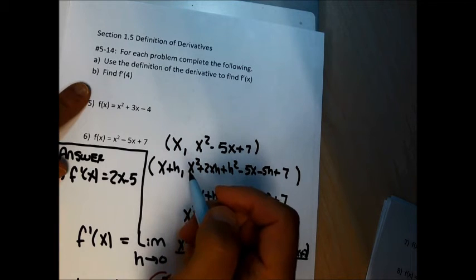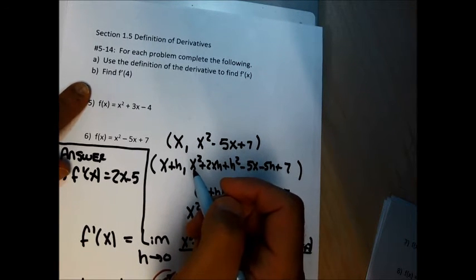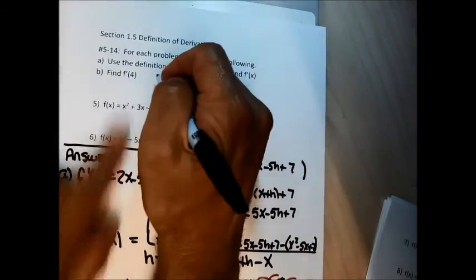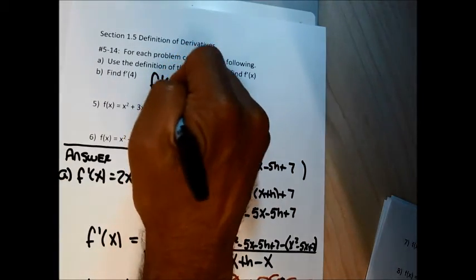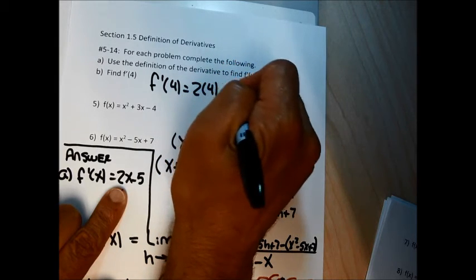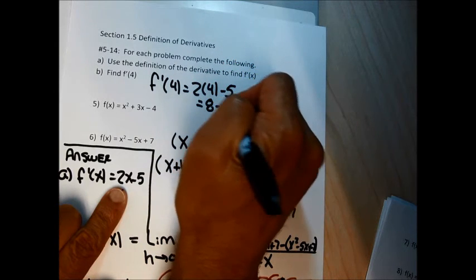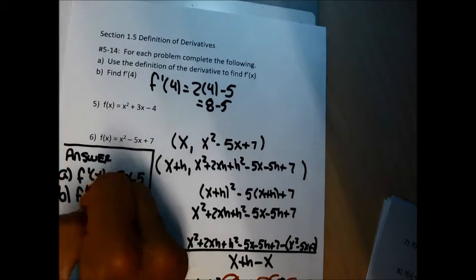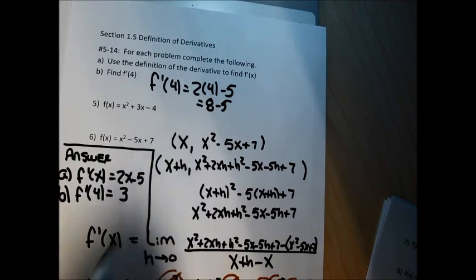And then part B says find f prime of 4. All I need to do for part B is plug 4 in for x. So f prime of 4 is going to be 2 times 4 minus 5, which is 8 minus 5, which is 3. So for part B, f prime of 4 is going to equal 3.